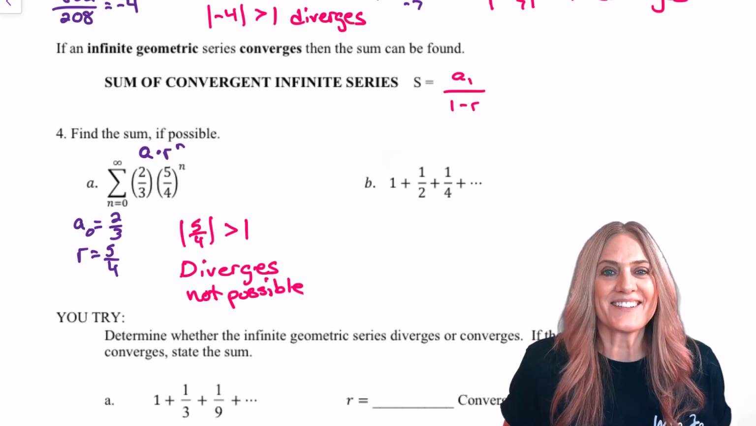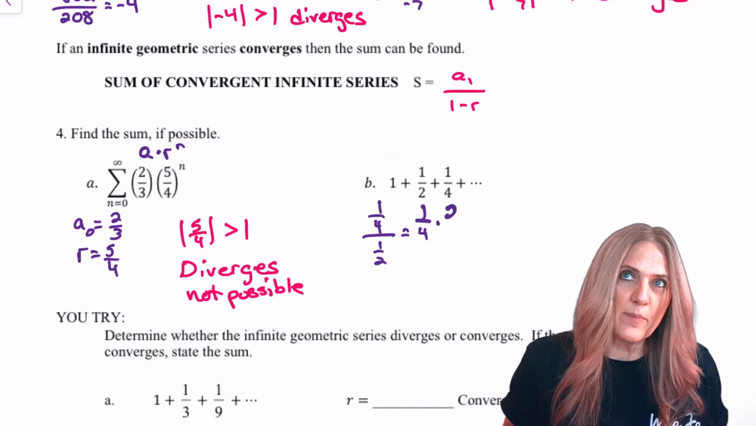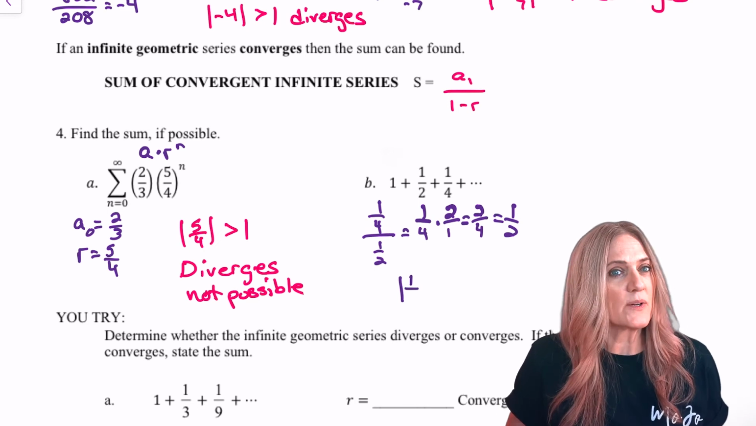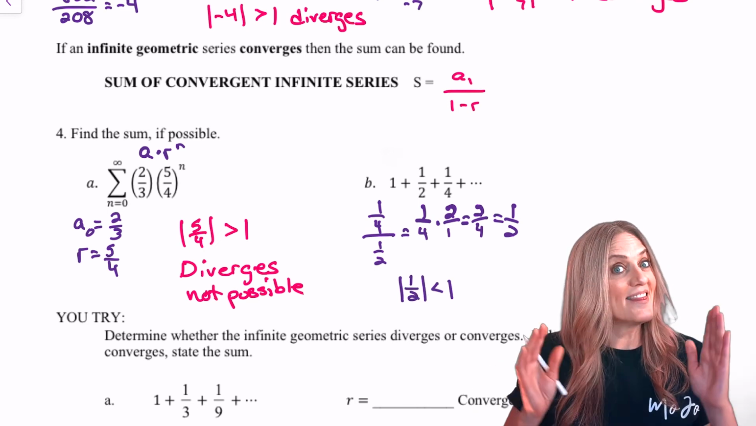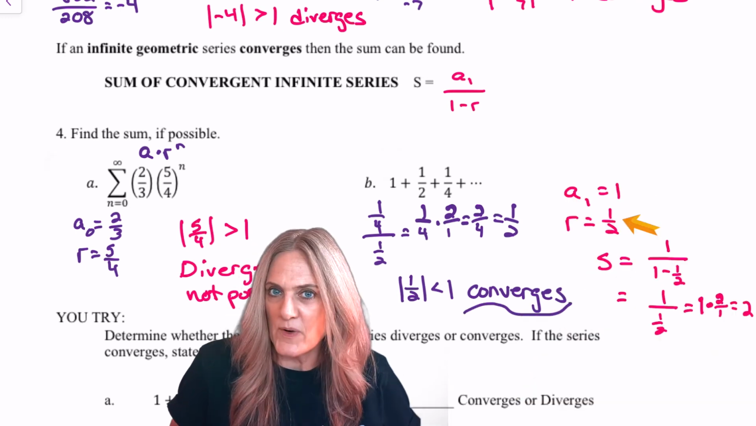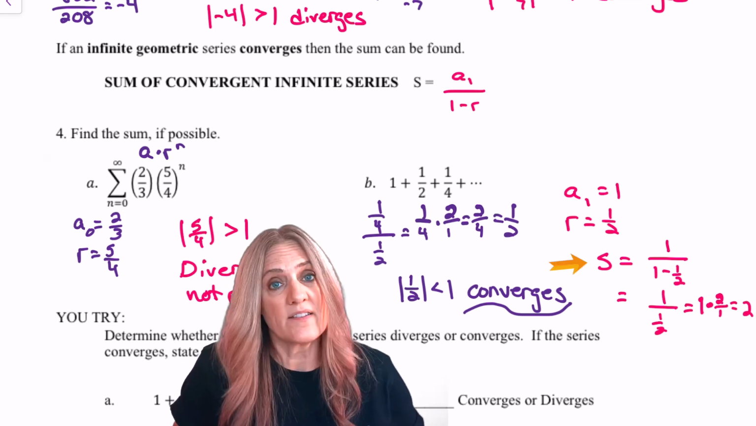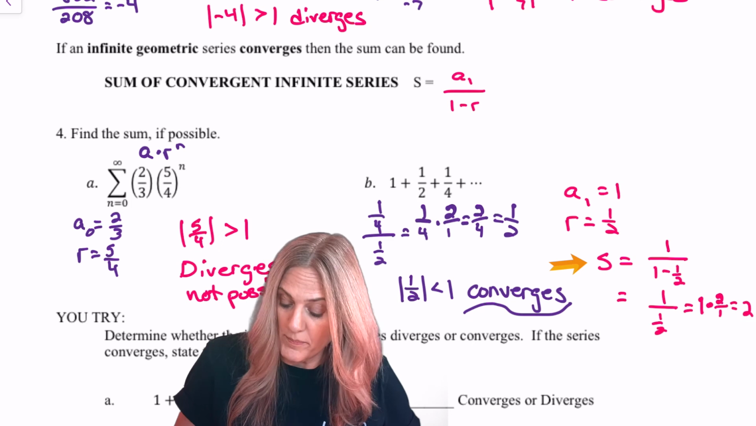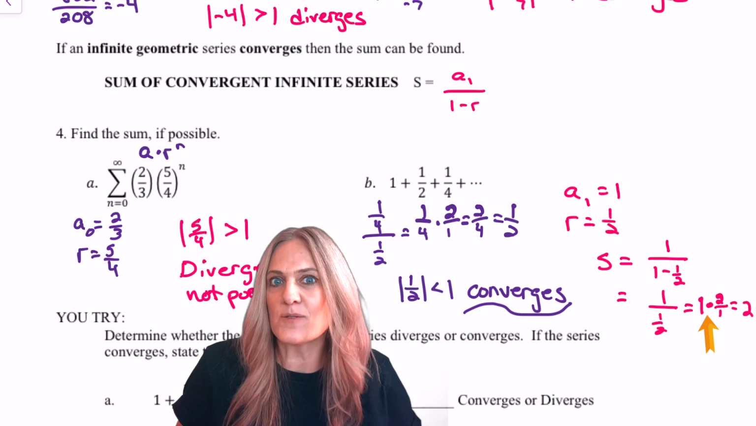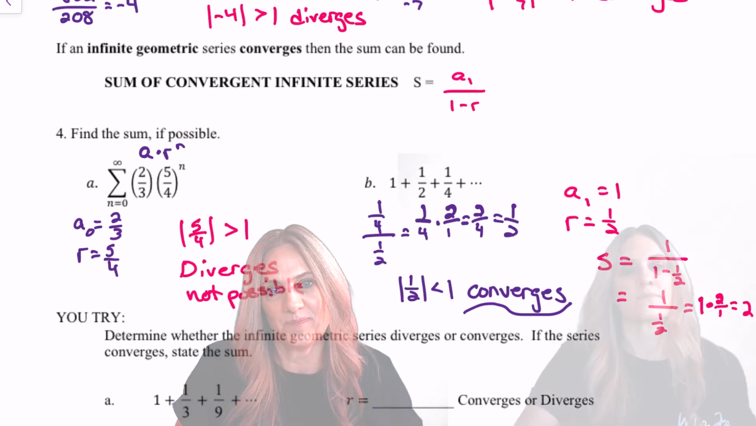Let's take a look at our next series. The common ratio, term divided by previous term, 1/4 divided by 1/2. That's going to be 1/2. Common ratio is 1/2. 1/2 is less than 1. This converges. We can use our sum. So our first term is 1. The common ratio is 1/2. Plugging into the formula, S equals first term 1 divided by 1 minus the common ratio. 1 minus 1/2 is 1/2. And then 1 divided by 1/2 is 1 times the reciprocal, 2/1. The sum of this series is 2.